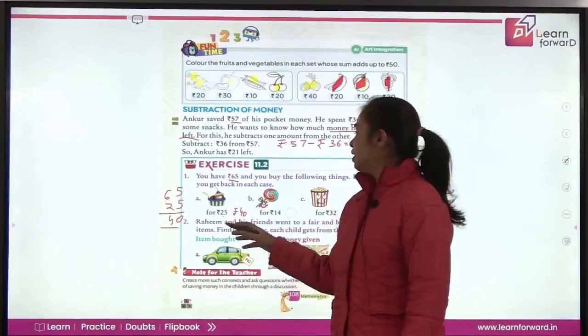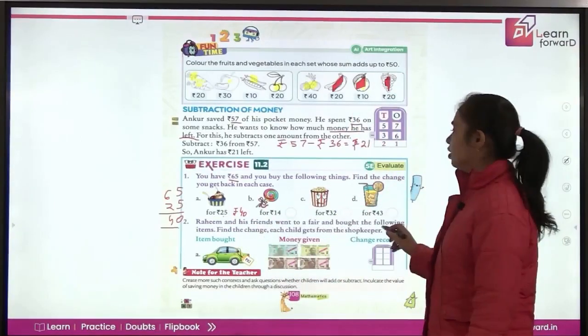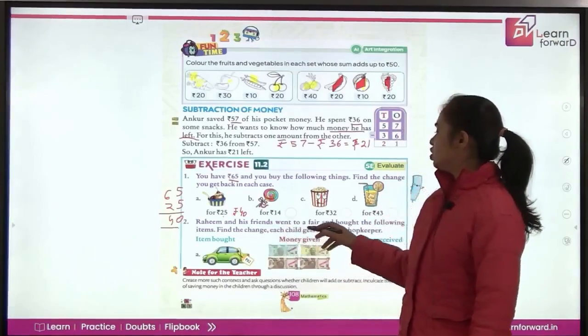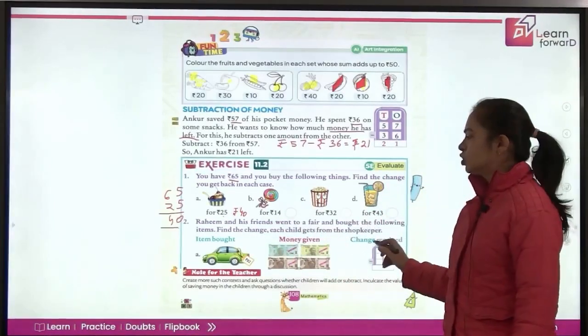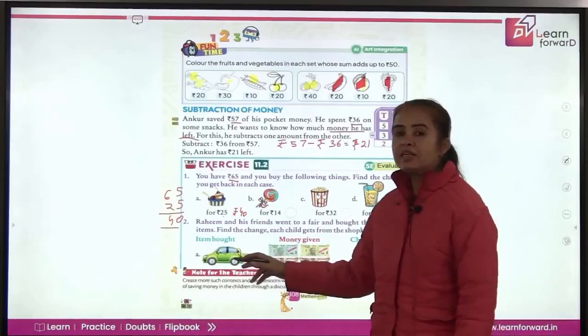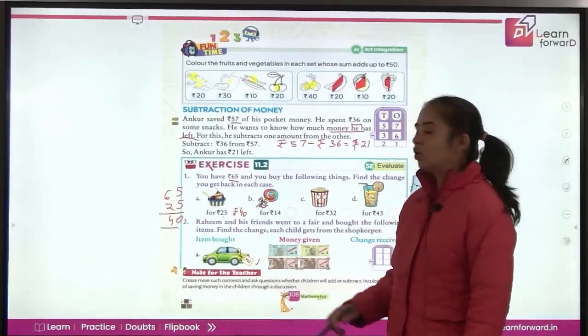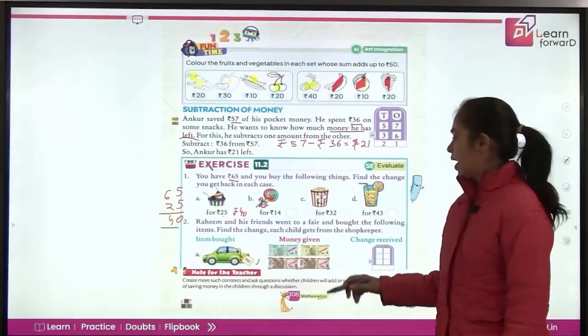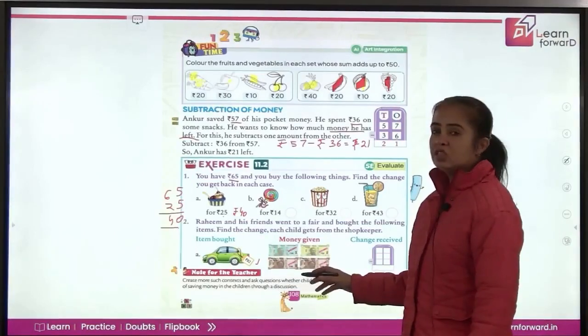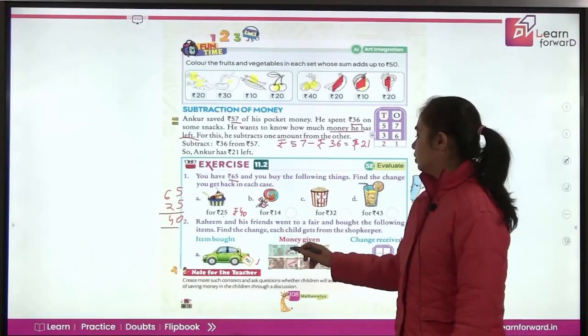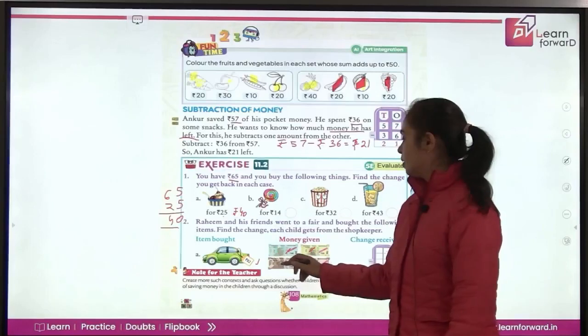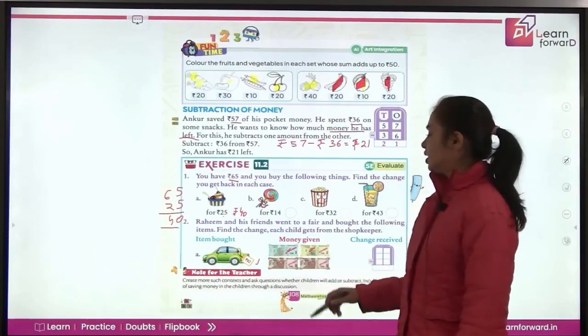Next, Rahim and his friends went to a fair and bought the following items. Find the change each child gets from the shopkeeper. Now, this toy car is for how much money? This is for rupees 82. And how much money is with the child? 50 plus 20, 70 plus 10, 80 plus 10, 90.